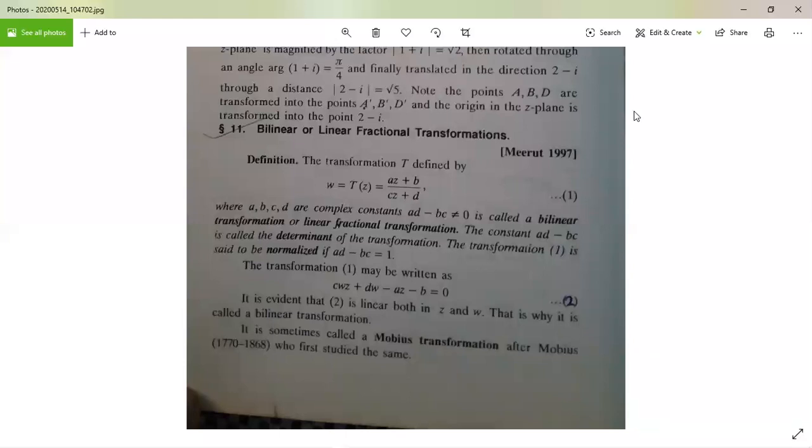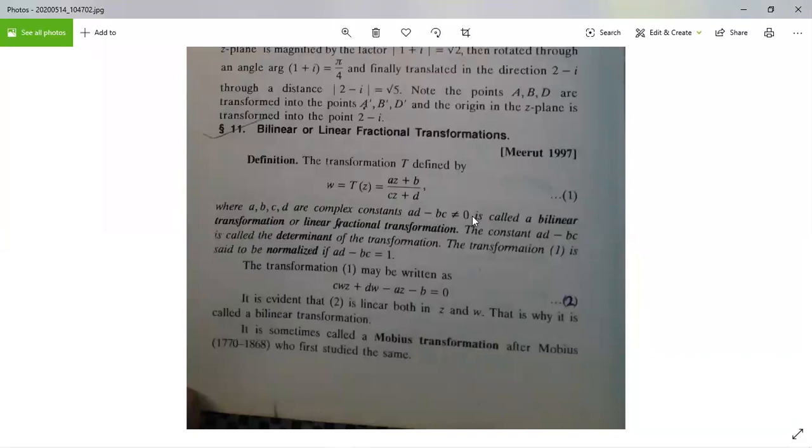As we saw in the previous transform, the linear transform is nothing but omega equals az plus b. Now we will take the bilinear transformation. Here two linear transformations will be involved. The first one is az plus b and the second one is cz plus d. Now the transform T is denoted by omega equals T of z equals az plus b by cz plus d, where a, b, c and d are complex constants.